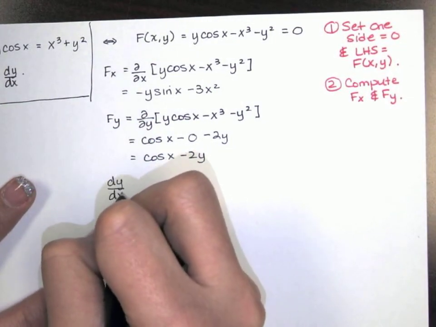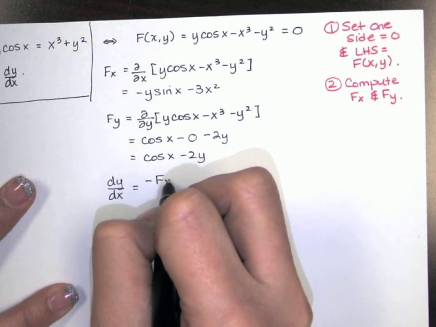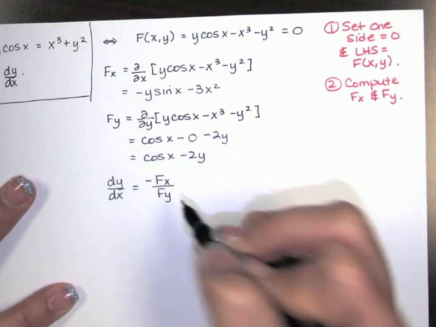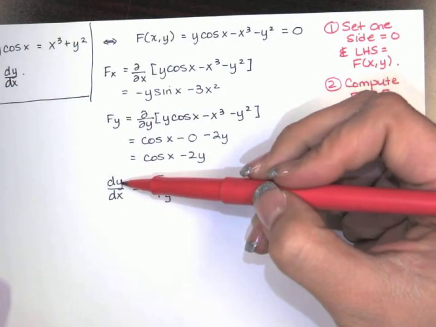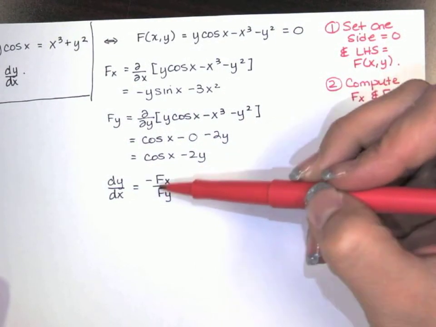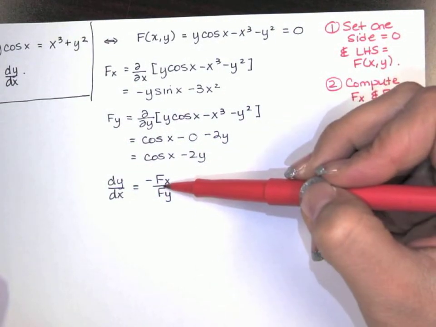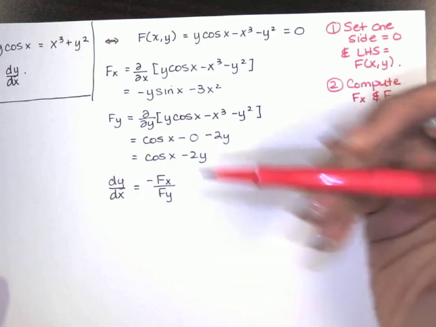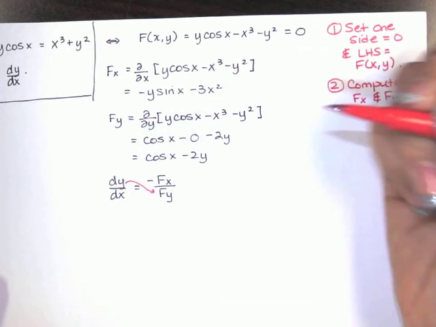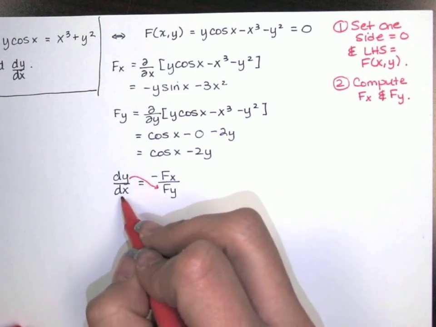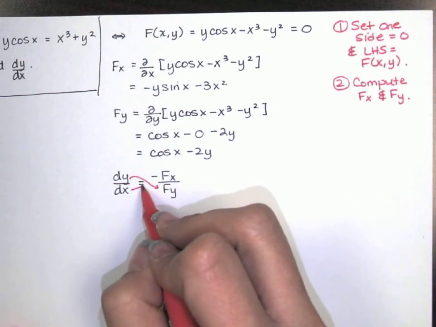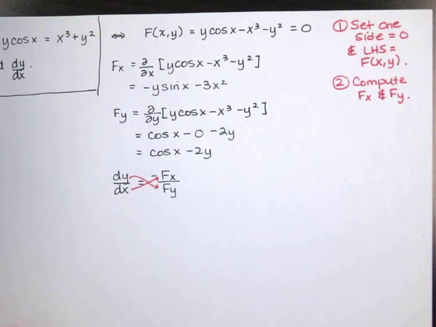Derivative of y with respect to x is the negative partial of f with respect to x over the partial of f with respect to y. Now notice, this dependent variable is y, and I've got the partial of f with respect to that dependent variable in the denominator. So that variable is down here. And the independent variable in this case is x. Its derivative is up here. And we have got the negative sign out front.